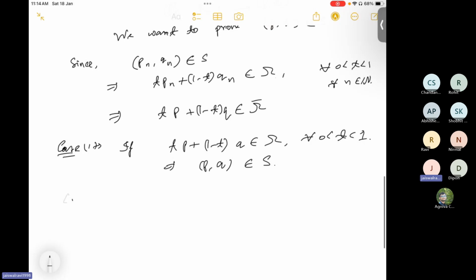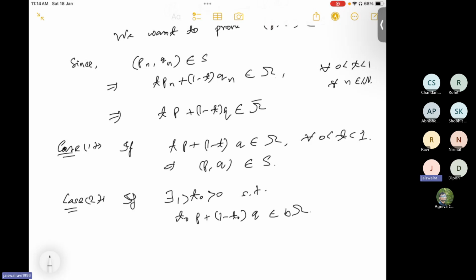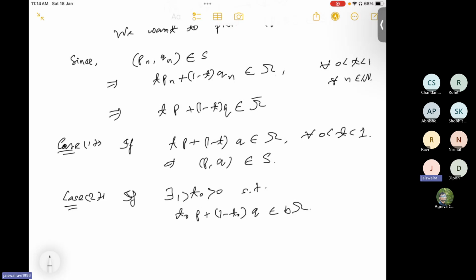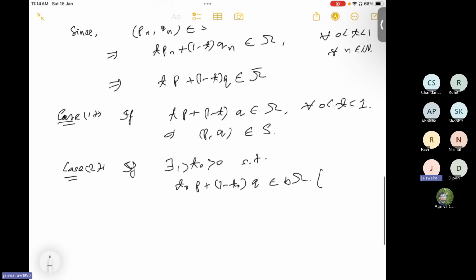Now case 2. If there exists t naught positive such that t naught p plus 1 minus t naught q is in the boundary of omega, here we will have to use the previous theorem which I stated. So how can we use it? And here note that p is not equal to q, because if p is equal to q, then it is obvious that p comma q is in S.